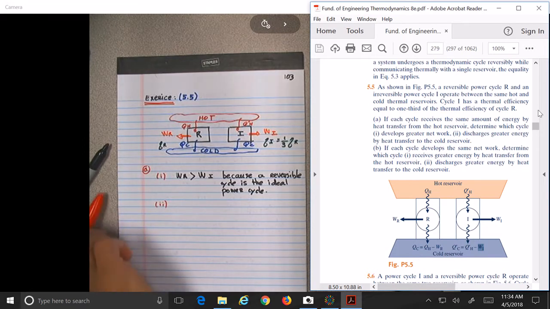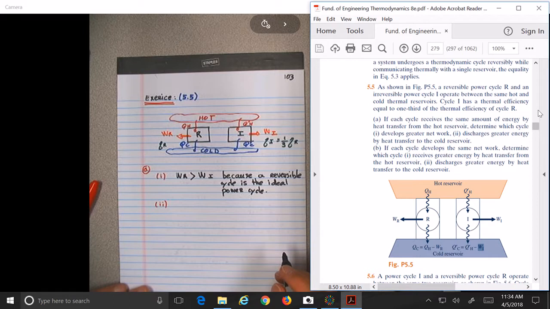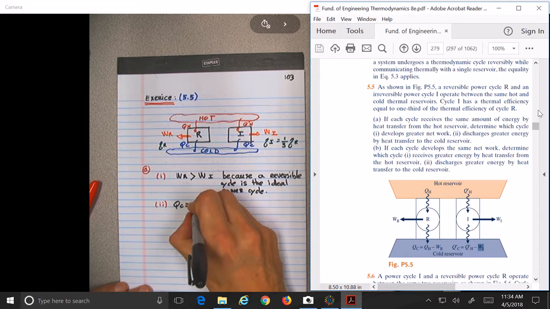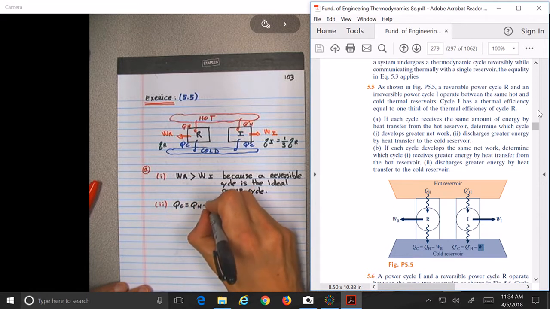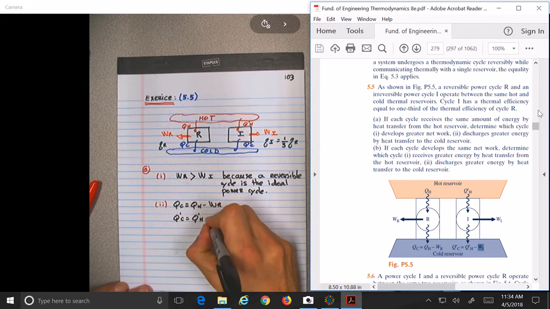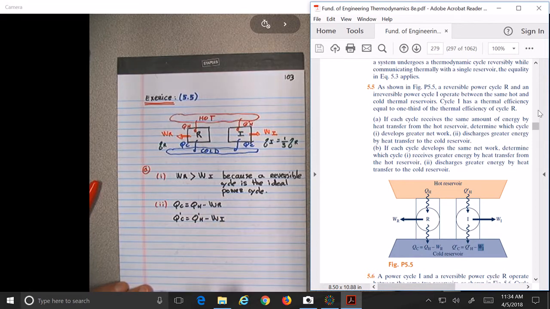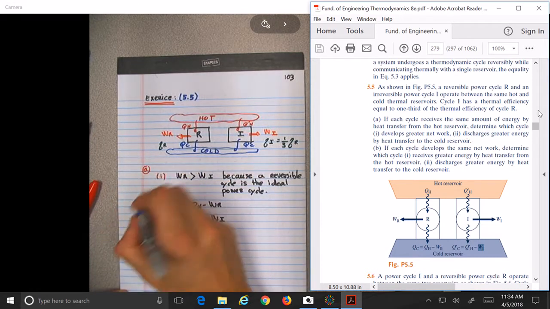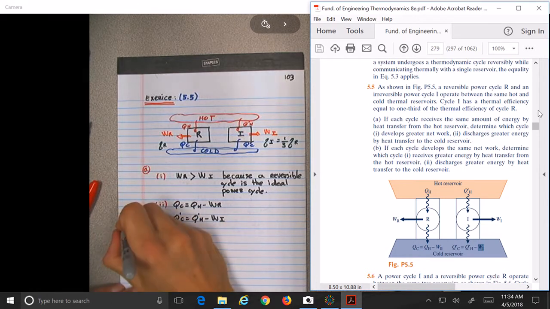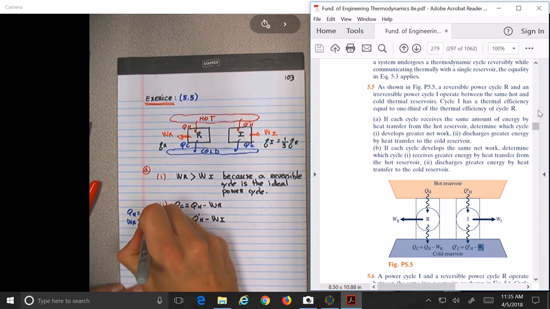Part 2 means which one is putting less or more energy by heat transfer into the cold reservoir. So we know that QC, we can just copy what I have over here, QC equals QH minus WR, and Q prime cold equals Q prime H minus W irreversible. And what do we know about both cases is that QH equals Q prime H, no? And we know that WR is higher than W irreversible.